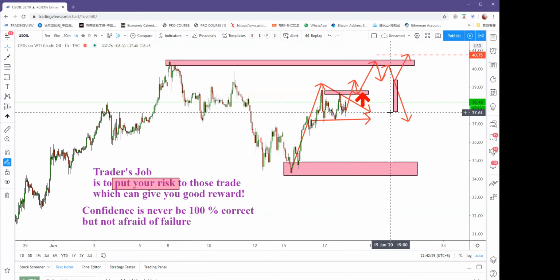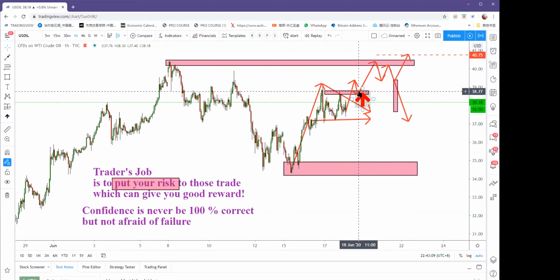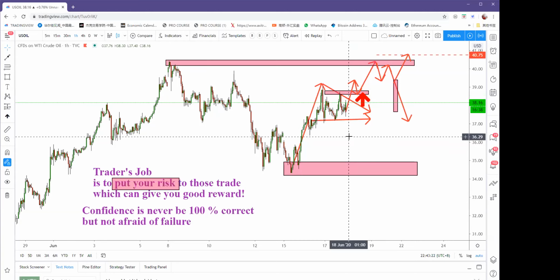Okay, so that is how traders think before they pull the trigger, because every trade was designed in this way. We are willing to put our risk into this trade for a good reward, at least 2 to 1. And this will be applied in every single trade in your trading career. Are we okay with this?